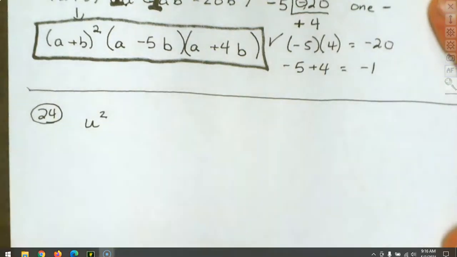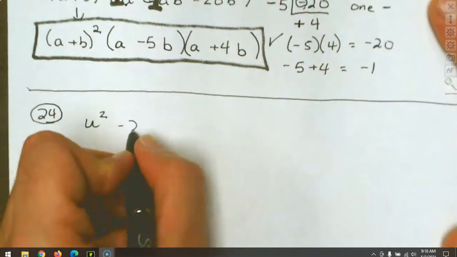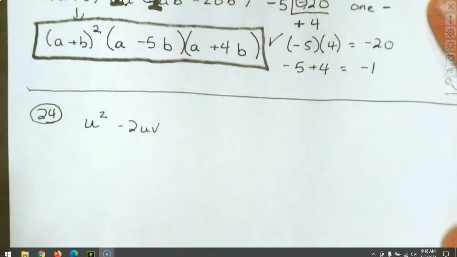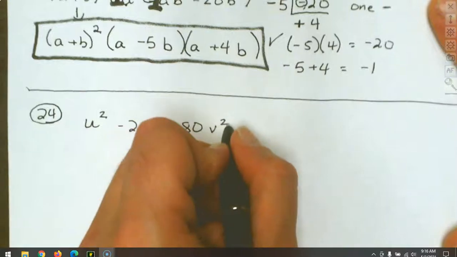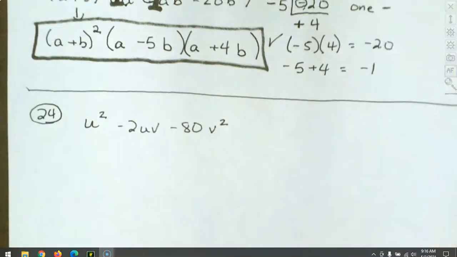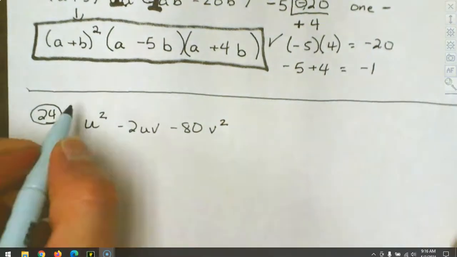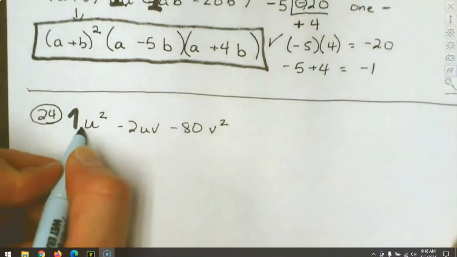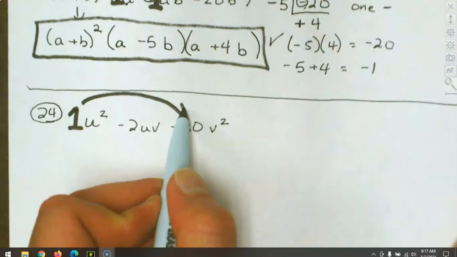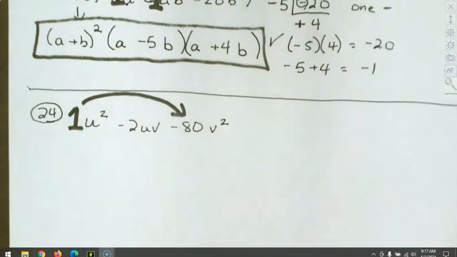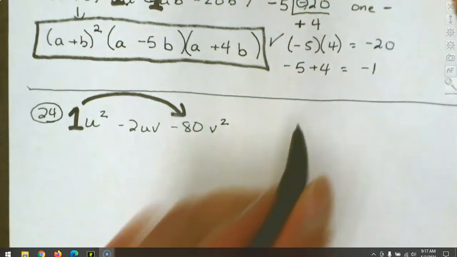(24) is u squared minus 2uv minus 80v squared. Well, nothing can factor out. No variables in common, no numbers in common. That means we're going to put our 1 out in front. 1 times that negative 20. What is 1 times a negative 20? Negative 80.